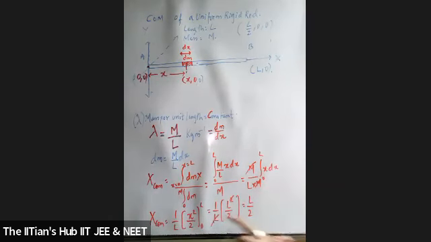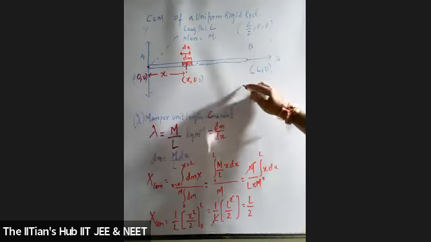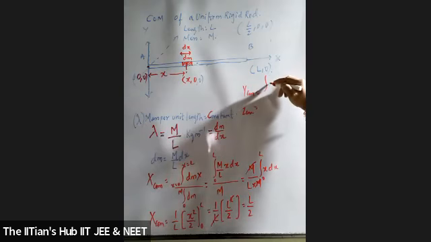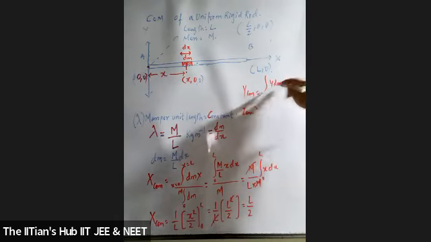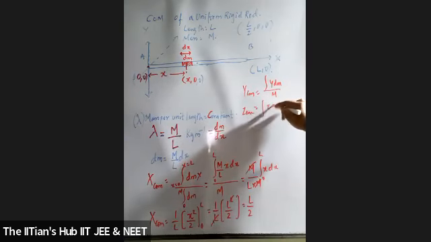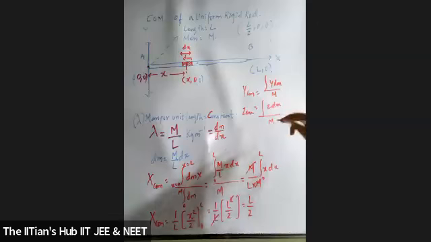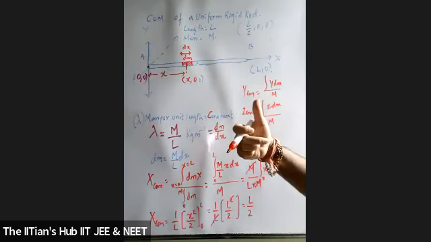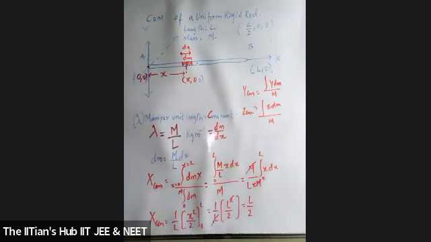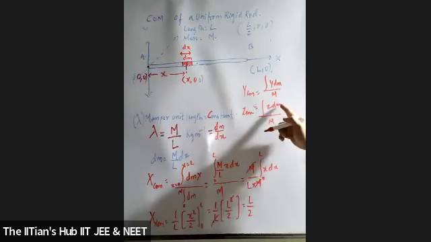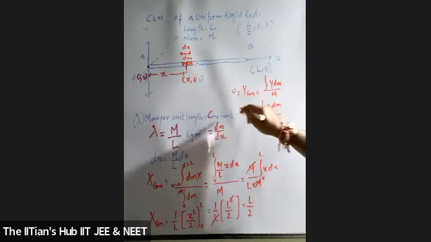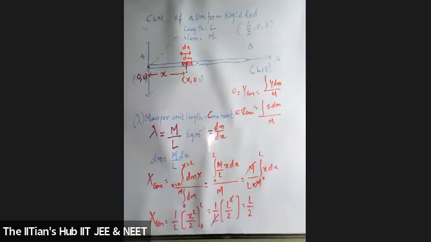If xcm is L by 2, what is ycm? What is the formula for ycm? What is the formula for zcm? It's integration of y into dm upon capital M, and integration of z into dm upon capital M. But students, did I align my rod along y and z? No. There's no mass distributed along the y-axis. Students, there is no distribution of mass along the z-axis. So what exactly ycm and zcm will be? Simply 0.